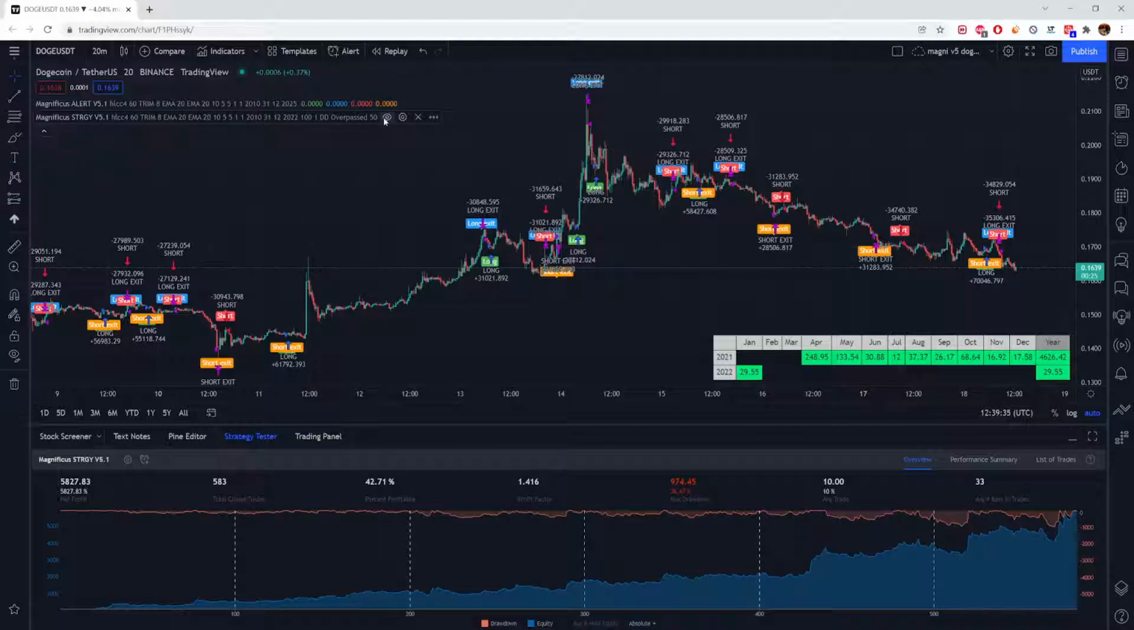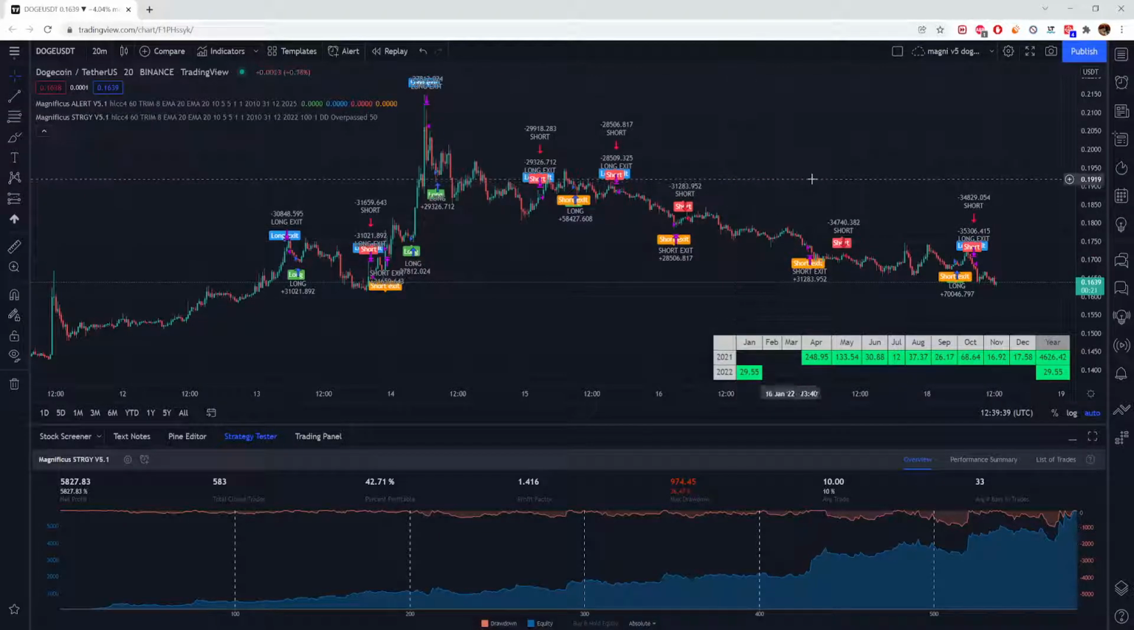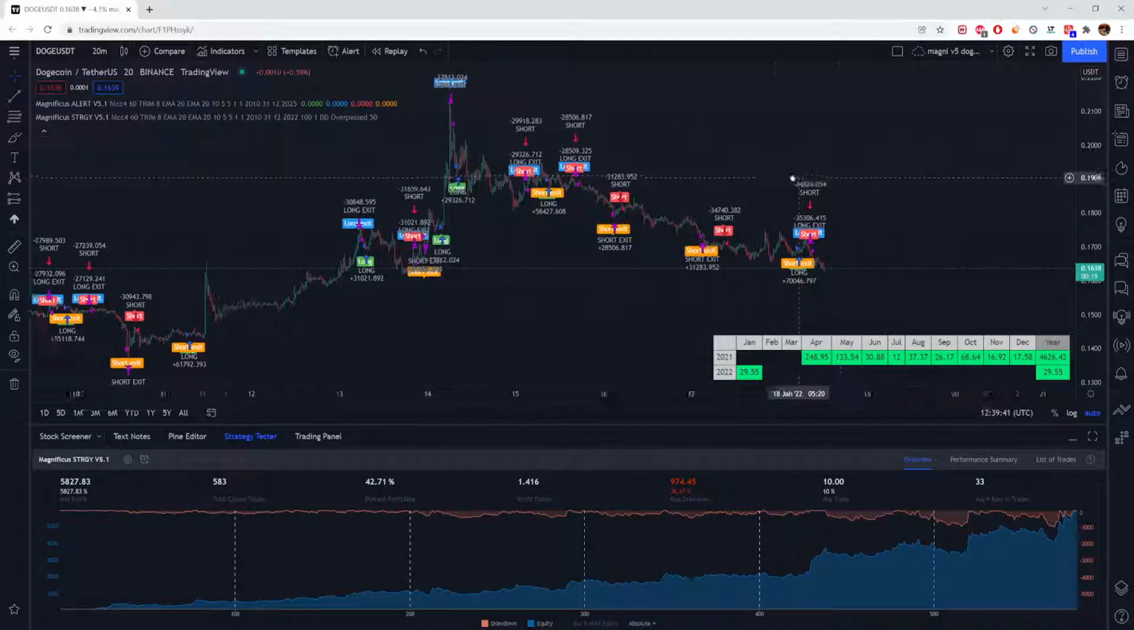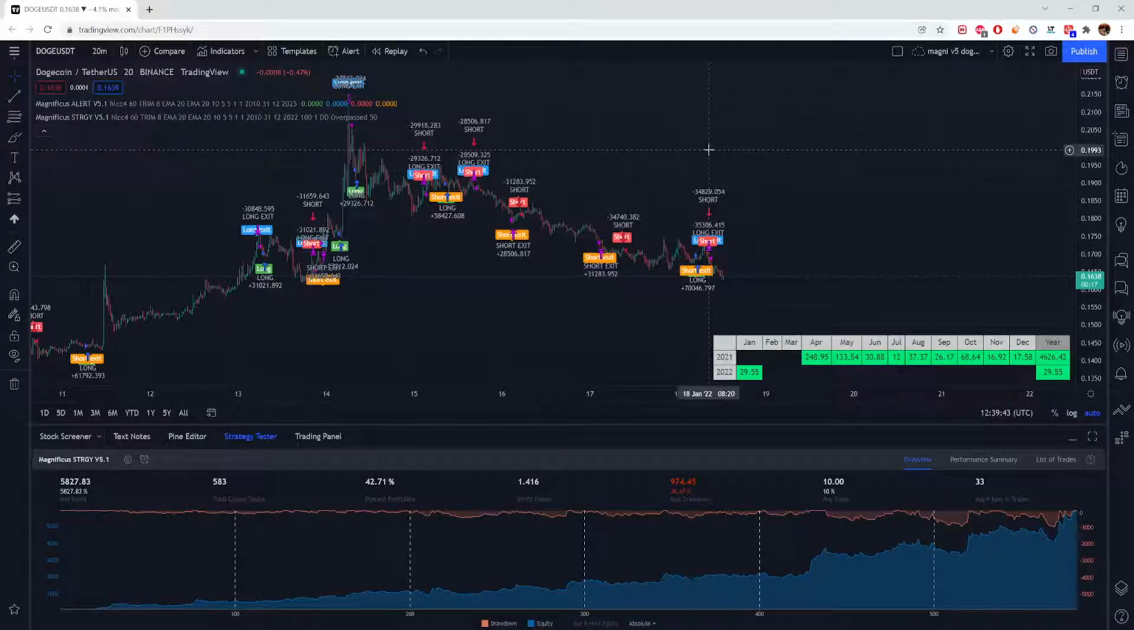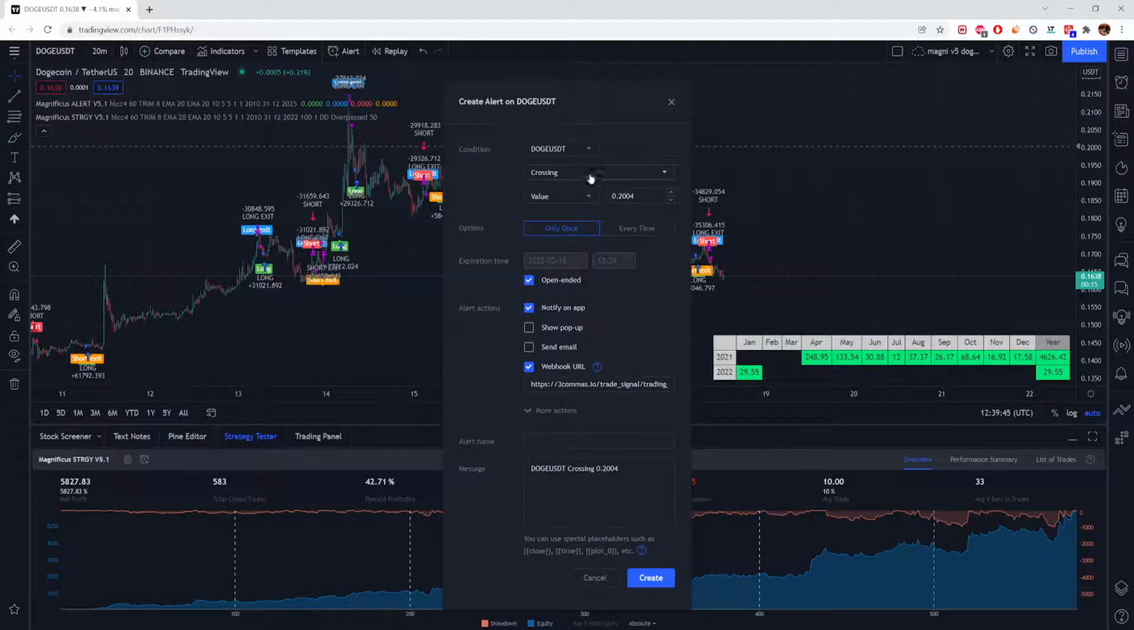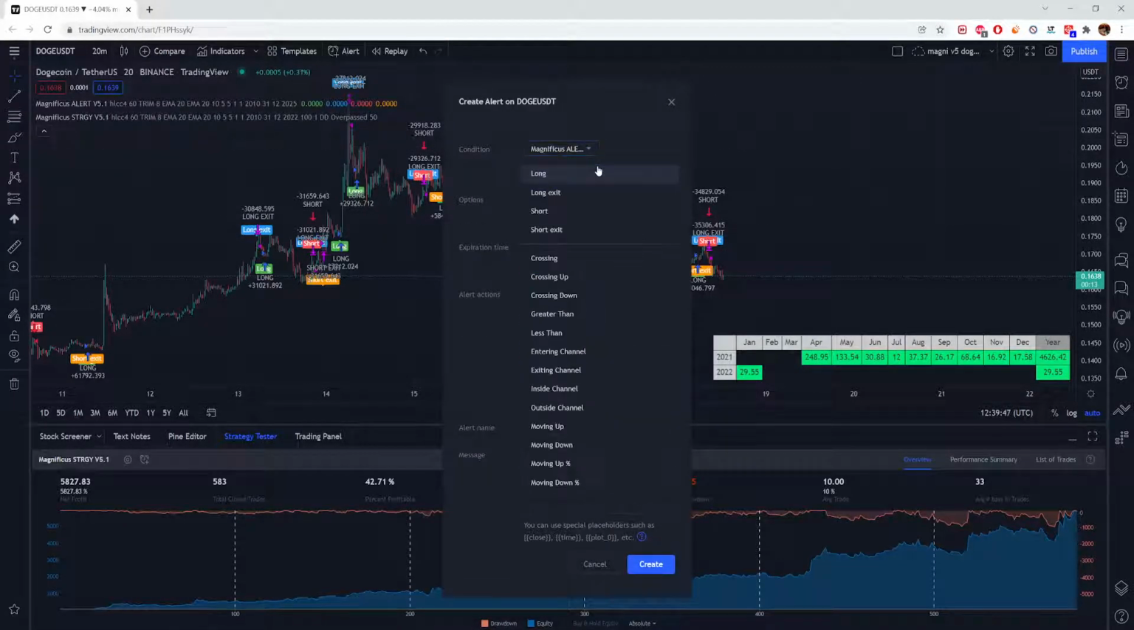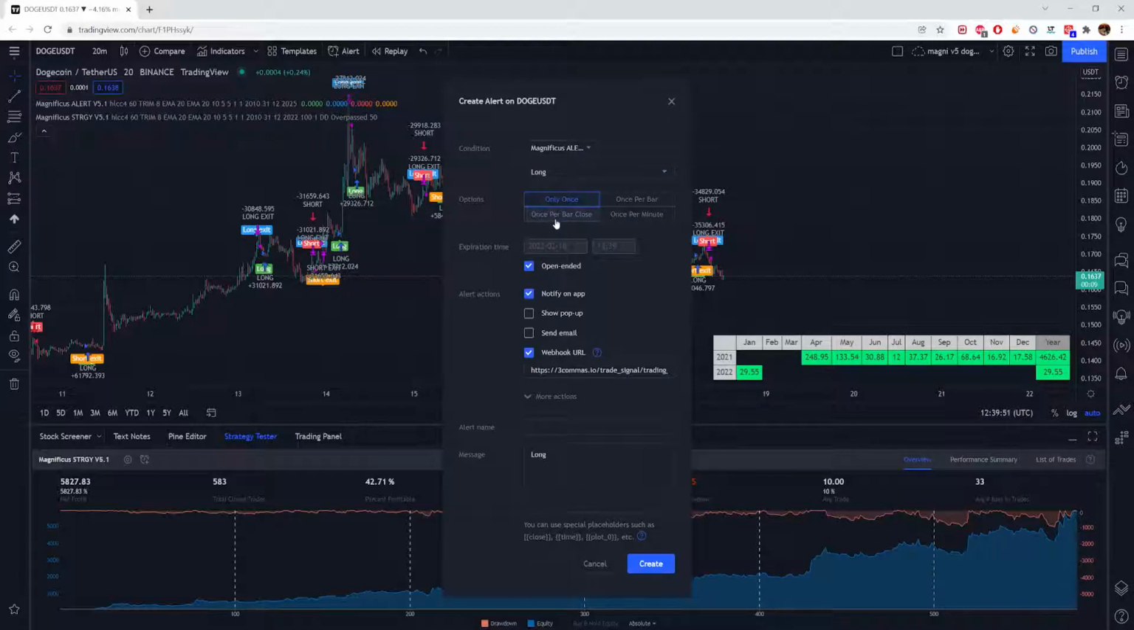So yeah, like I said, that's what we have for it. Now, in terms of, for example, how to set up the alert, you can see that it's kind of the same system with all of them. We have long exit, short exit. I recommend always to stay with once per bar close.